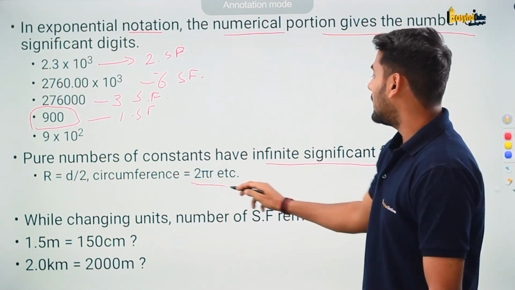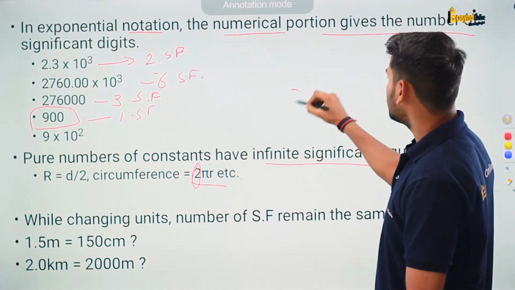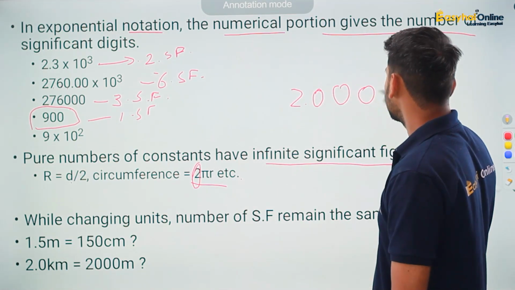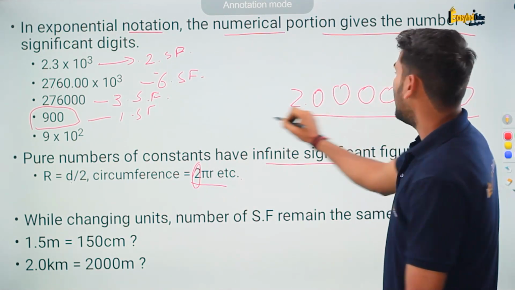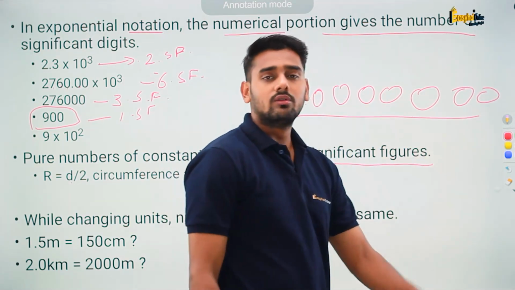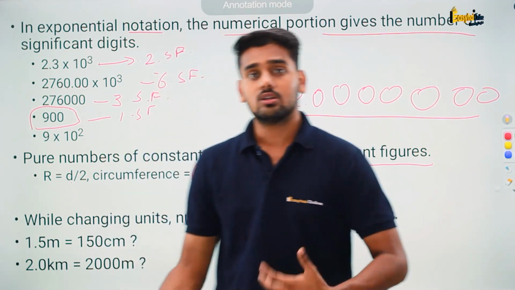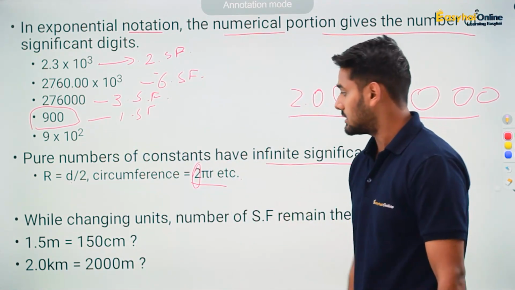Okay, 2 pi r in this case as well. Here 2 is a constant, right? So I can simply write 2 as 2.000000. The value does not change, but if I keep on adding zeros here, eventually I'm going to have an infinite number of significant figures. Okay, so that's what this means.